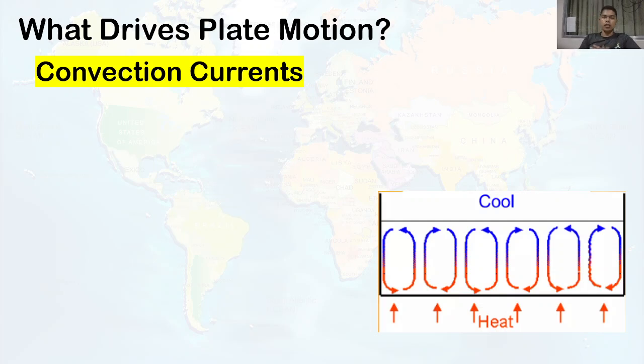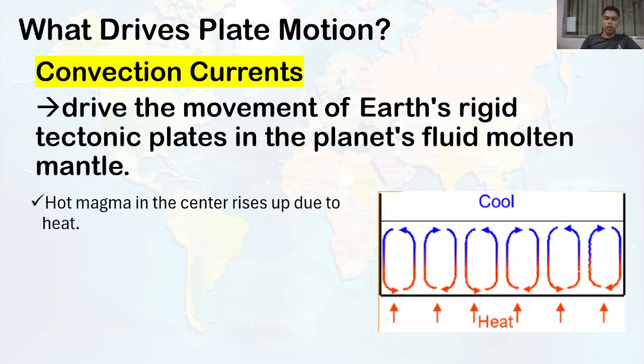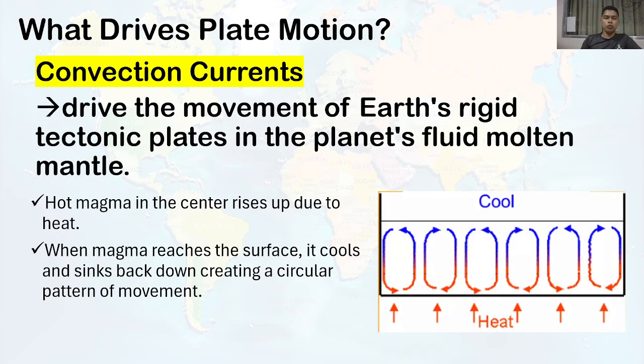As we noticed in the previous slide, below the lithosphere is the asthenosphere, and the asthenosphere is somewhat soft in this area because it is molten rock, magma. It is very hot here, and there is a movement that happens, which drives the movement of Earth's rigid tectonic plates on the planet's fluid molten mantle. As you can see in the picture, hot magma in the center rises due to the heat. When magma reaches the surface, it cools and sinks back down, creating a circular pattern of movement. Through this, it forms a convection current that drives the movement of the plates.